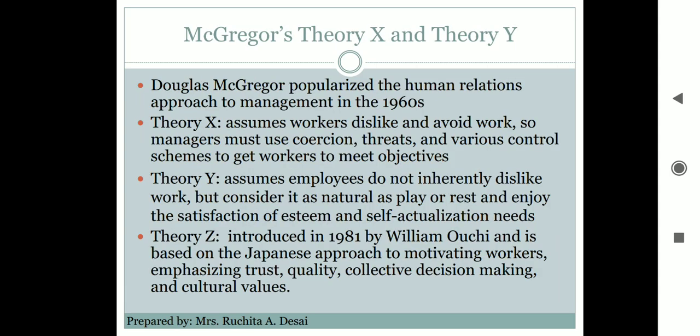The next is McGregor's theory X and theory Y. This proposes three theories: theory X, Y, and Z. Theory X says that workers dislike and avoid work, so the managers must use coercion, threats, and various control schemes to get workers to meet their objectives. They use power to make the project succeed.